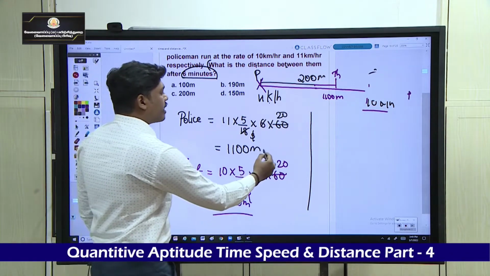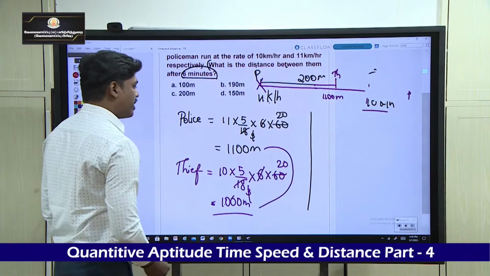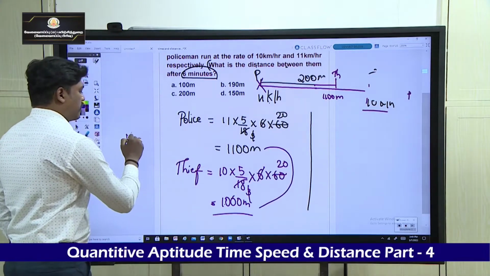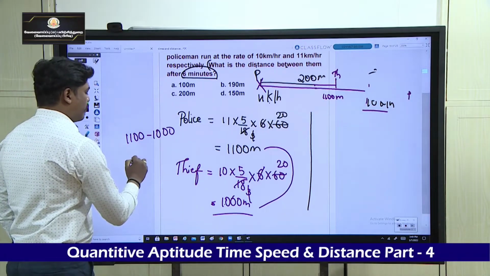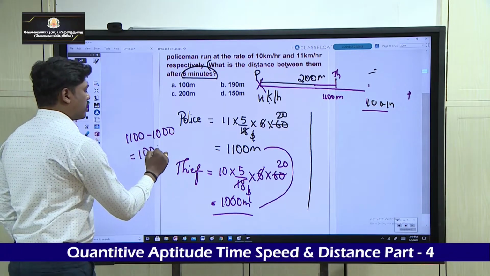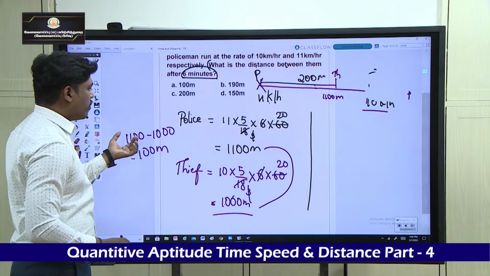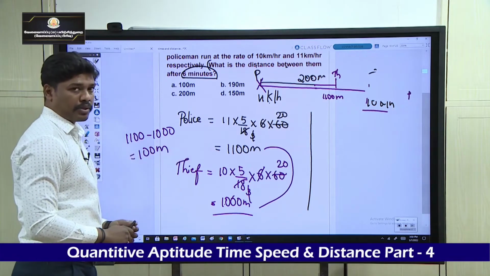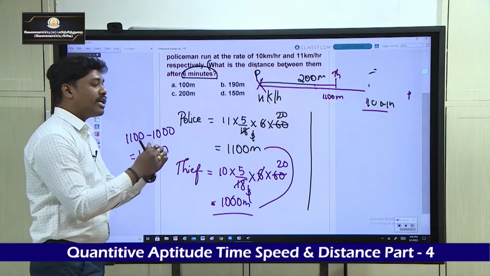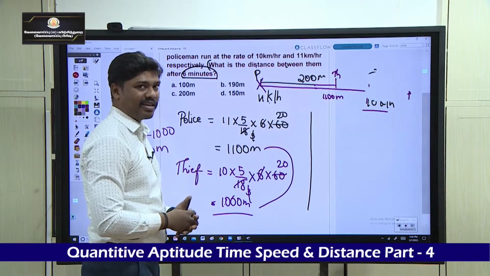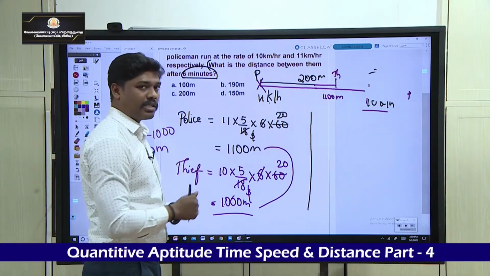What is the distance between them now after 6 minutes? 1100 minus 1000, which is 100 meter. So, the police has travelled 1100, the thief has travelled 1000. Do not think that the police has crossed the thief and is running. His aim is to catch the thief.